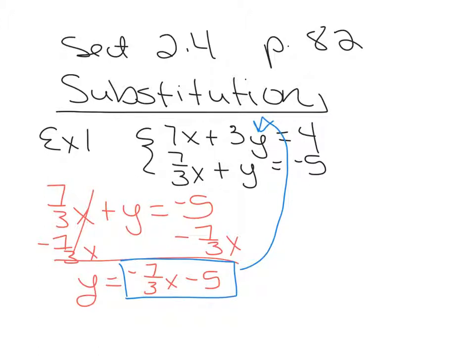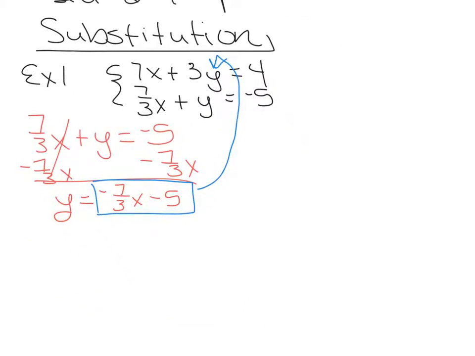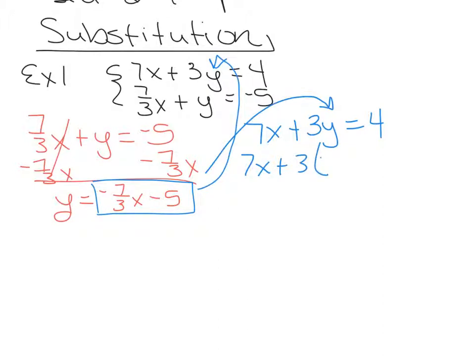So when I carry this down, let's see if I can scroll this over a little bit. There we go. We'll start with this equation, 7x plus 3y equals 4. And again, I want to put this value of y in here instead of this. So 7x plus 3 times negative 7/3 x minus 5 equals 4. And I hope you can see the whole point of that now is that we only have one variable. We only have x, and the y is now gone. So we're going to simplify all of this and solve for x.